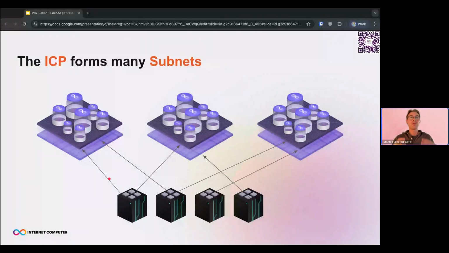If you think about a subnet from a high level overview, a subnet is basically an independent blockchain. It's a replicated state machine, and that means that every node within the subnet performs the same computation on top of the same state. And as you can see here, the Internet Computer consists not of a single, but actually many subnets. In this case, there are 3, but in reality, I think we have roughly 50.